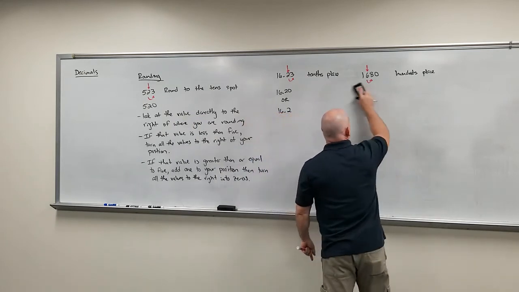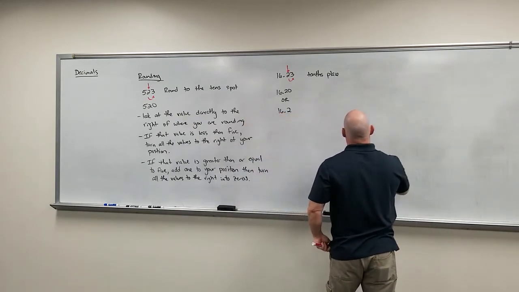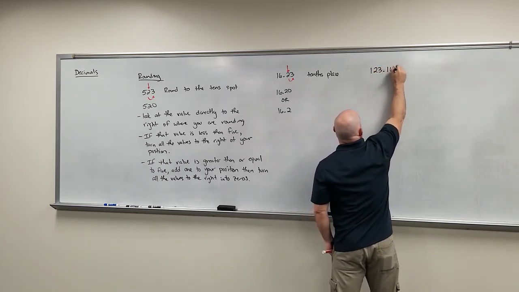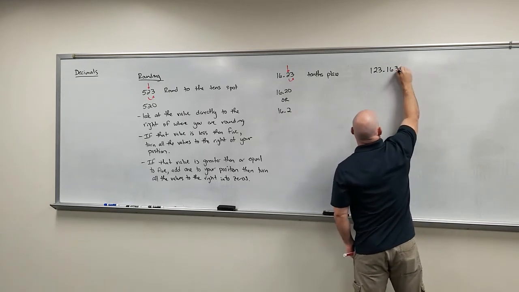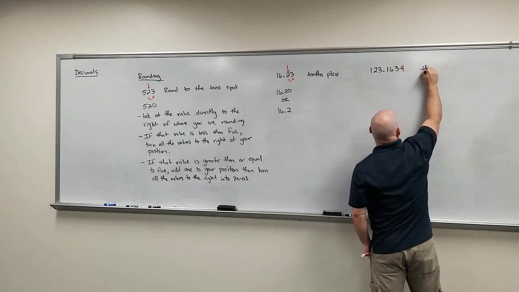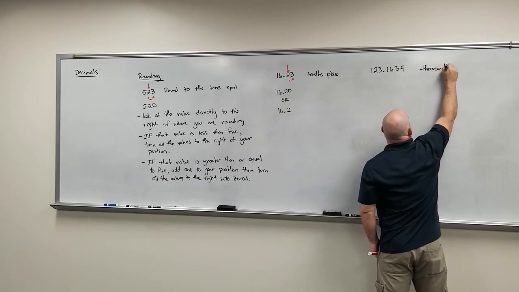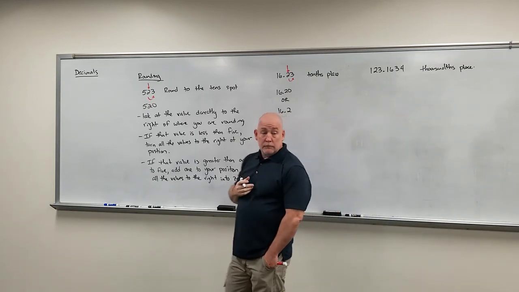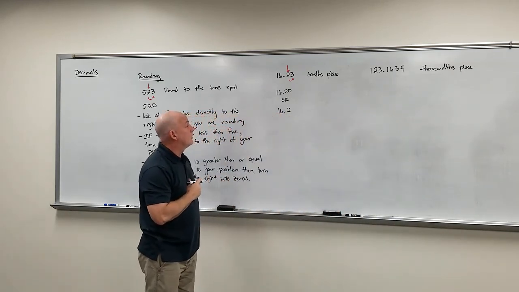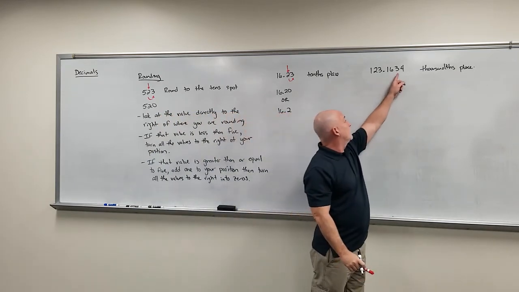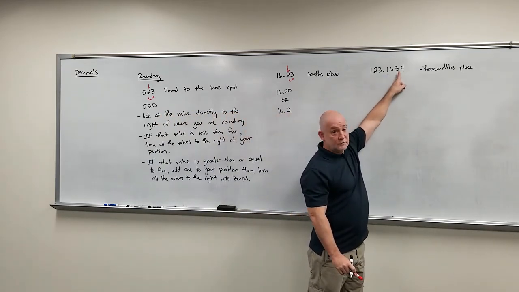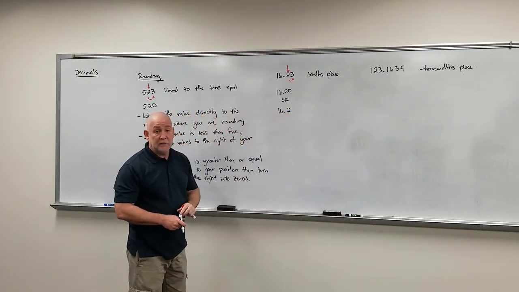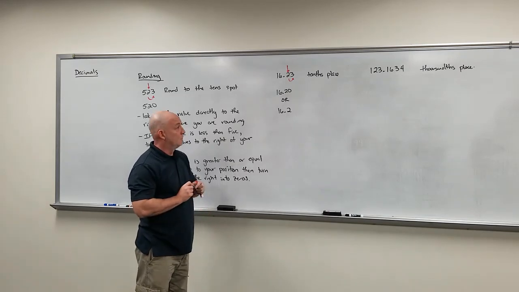All right, let's try another one of these. Let's go to the thousandths place. All right, so here we have 123 and 1,634 ten thousandths, so actually all the way down to the ten thousandths place there. All right, round that to the thousandths place. Go.